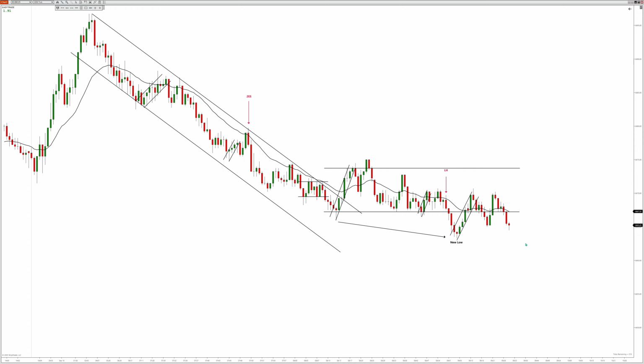I'm not even looking for trades. I'm just waiting for the market to show me what it wants to do. That way I can start looking for trades with the correct bias. So let's see what the market wants to do here.